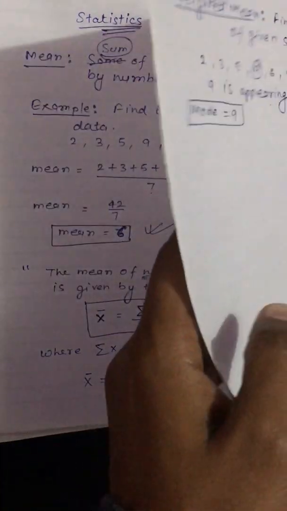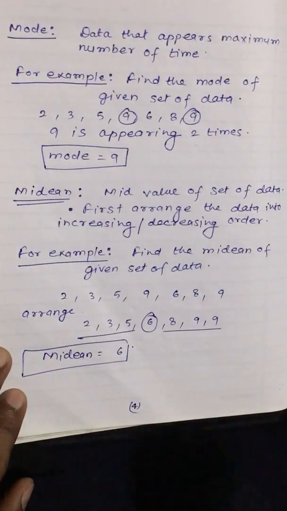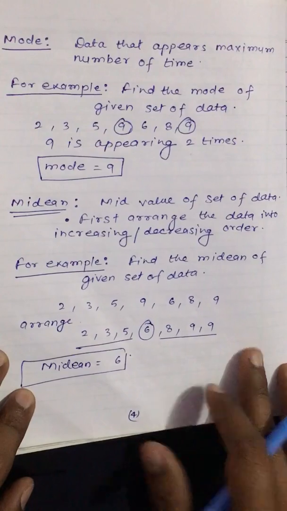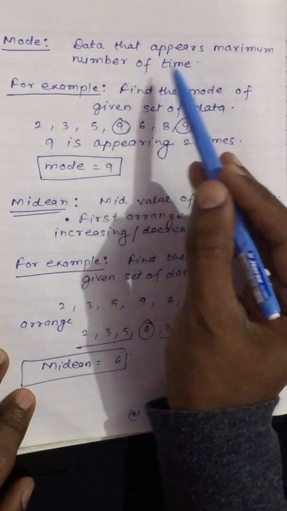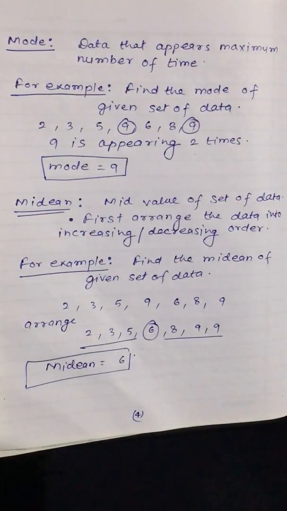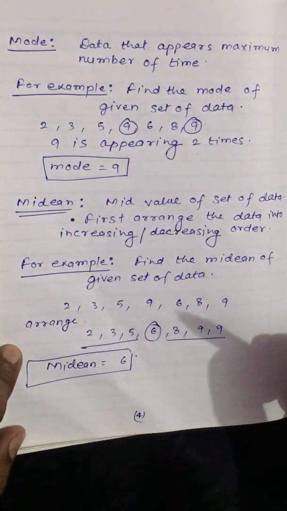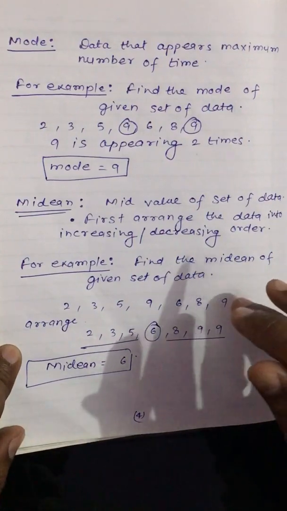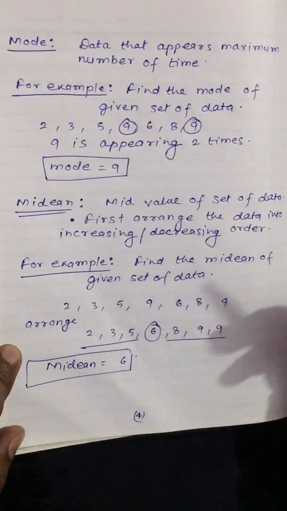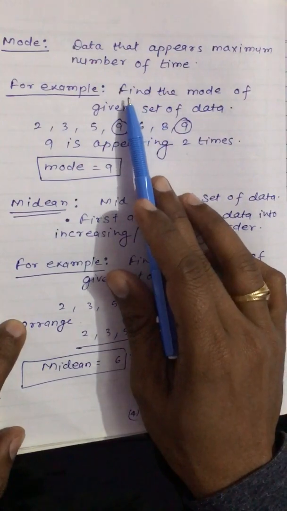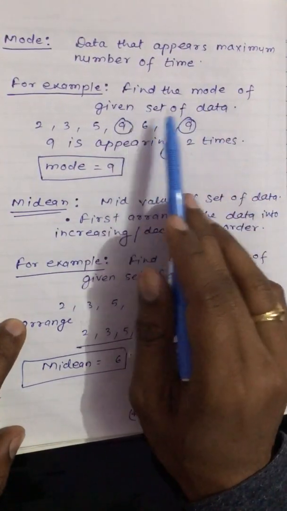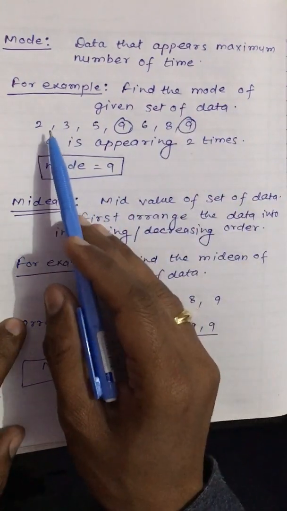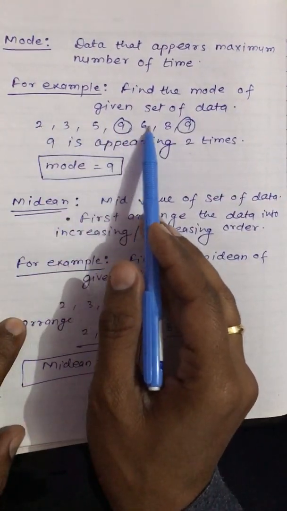Now after arithmetic mean, we're going to talk about mode. What is mode? As you can see, I have written here: data that appears the maximum number of times, means the number that has the highest frequency. What is frequency? How many times a data or number appears. That is called frequency. Now I have given the same example. Find the mode of the given set of data.